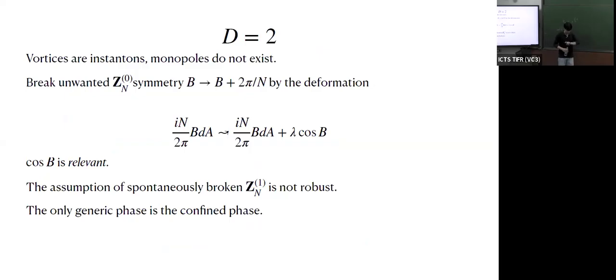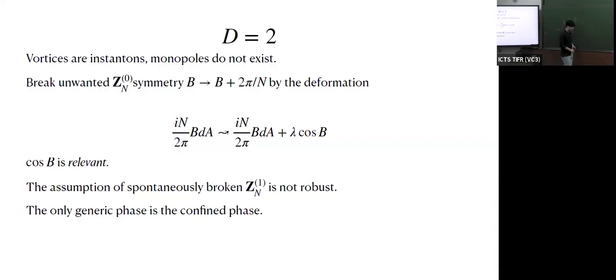Okay, so now I want to discuss the application of this framework to understand the phases of gauge theories in various dimensions. I'll discuss d equals 2, 3, and 4. So we'll start with d equals 2, which is rather simple. In this case, vortices are instantons, and monopoles just don't exist. So we want to break this unwanted Zn symmetry associated with shifts of B. B was a d minus 2 form, so it's simply a scalar. And we can do this by simply adding this perturbation. This is a perturbation we can add that will break this shift symmetry of B.